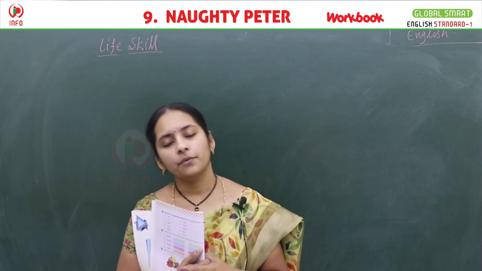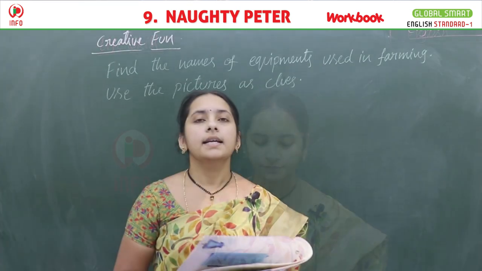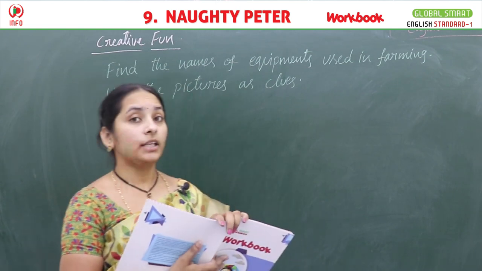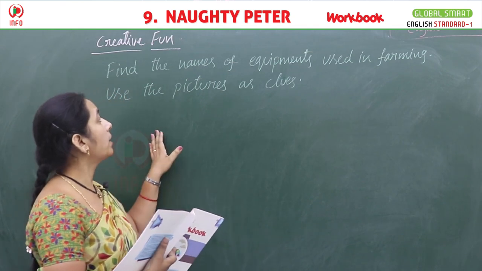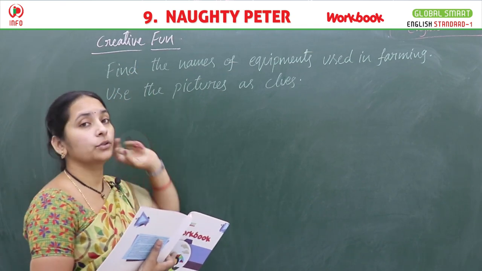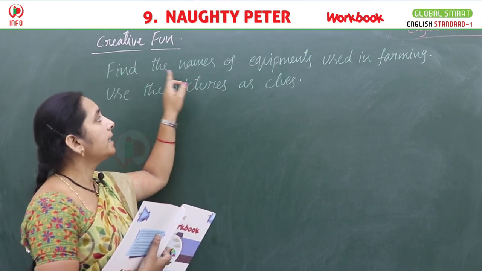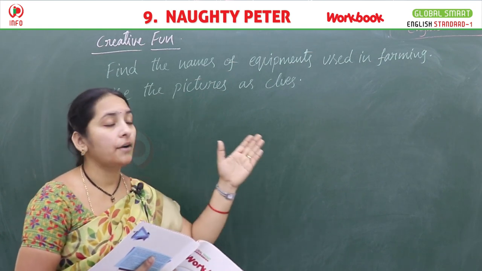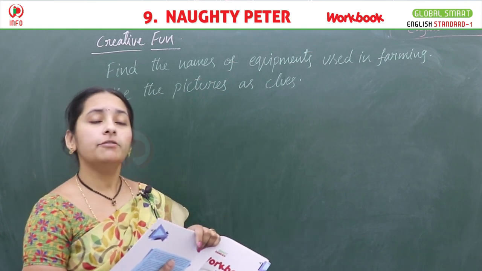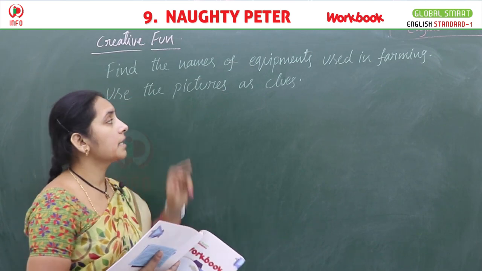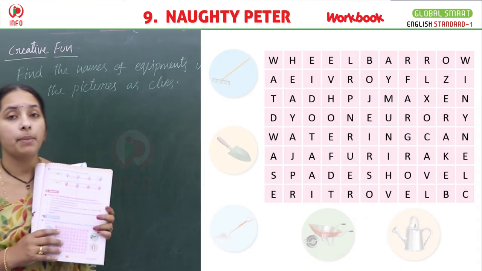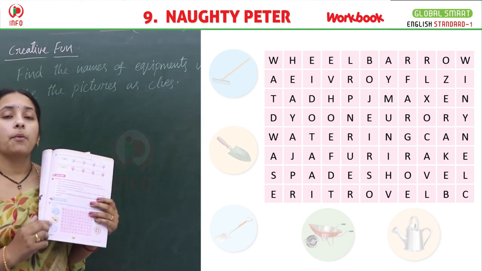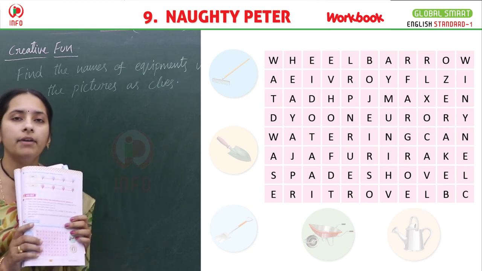Do you follow? Very good. All of you must follow. See, children, the last topic in this lesson is Naughty Peter. So, see the last topic, what do we have? Creative fun. So, what can you create here? Find the names of equipment used in farming. Here they have given the equipment used in farming. Use the pictures as clues. They have given the puzzle and on both sides the equipment. These equipment names you should find in the given puzzle.